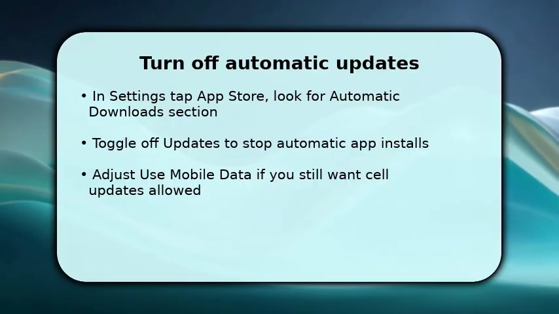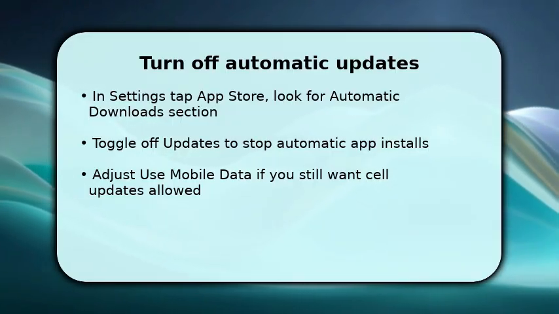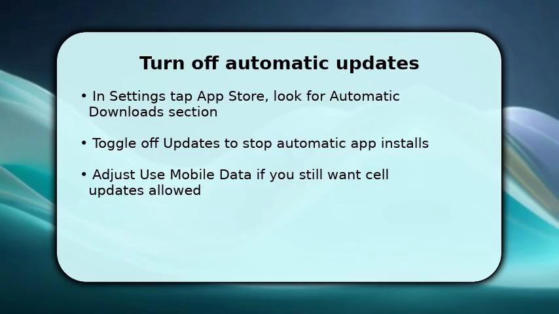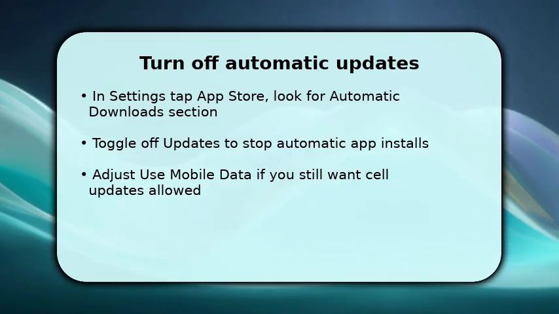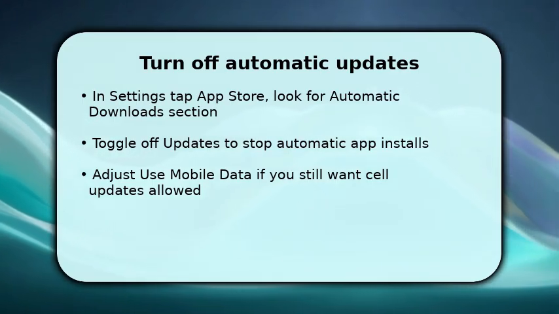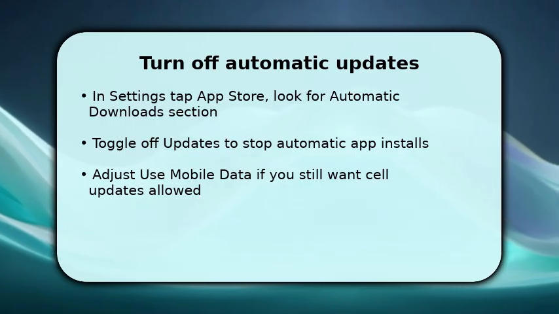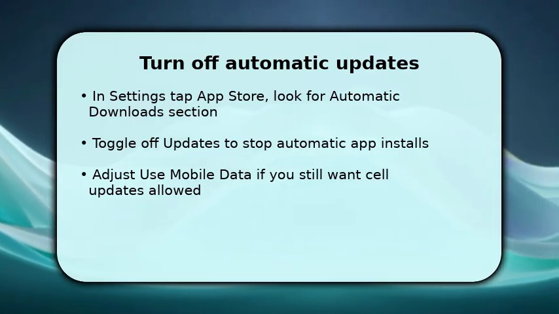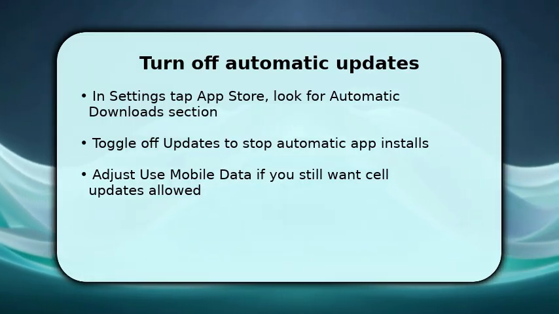Make sure to also check the Use Mobile Data option. Turn it off if you never want updates over cellular, or leave it on if you prefer manual Wi-Fi checks. Once turned off, iPhone won't auto-install updates. You'll get update badges and can choose when to update apps manually.